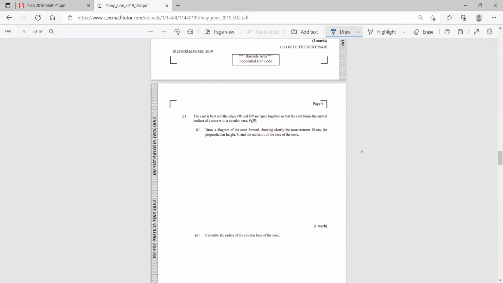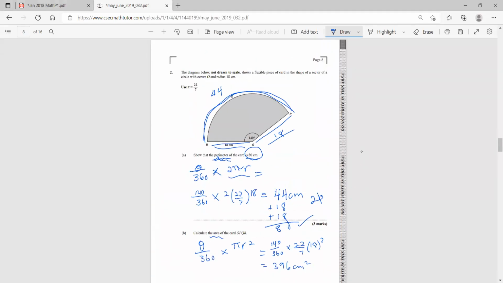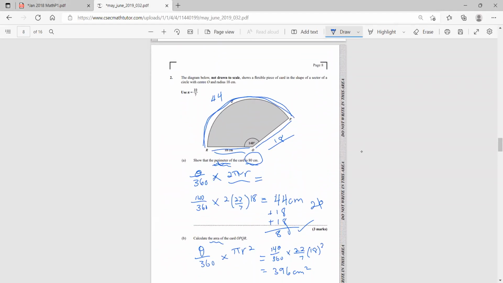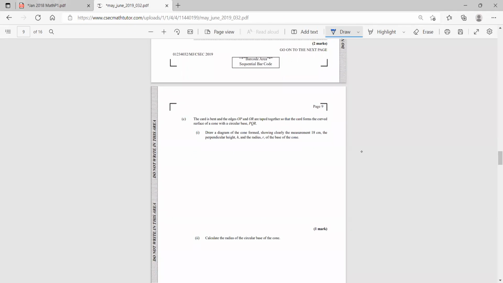So the card is now bent and the edges OP and OR are taped together. So if I bend this and I put OP and OR together, what shape will I get? A triangle? Not a triangle. If you bend it in half, what is that? OP and OR are taped together, so the card forms a curve. A cone. A cone. Nice, right?